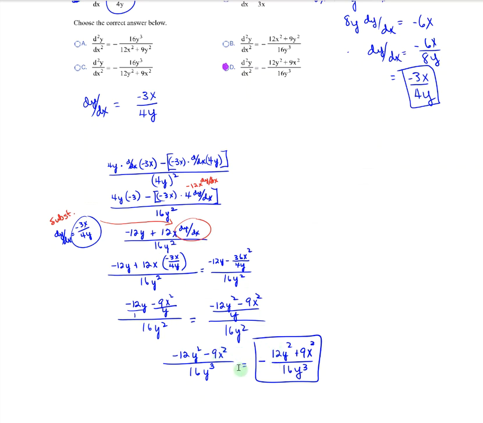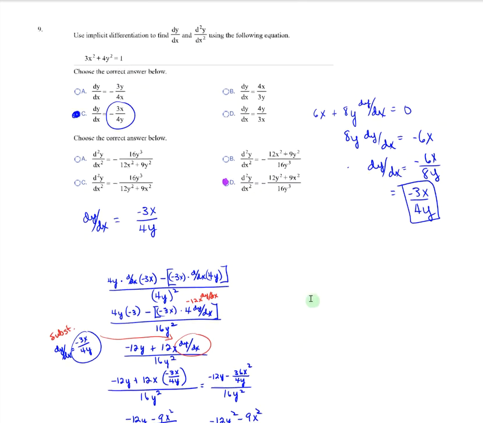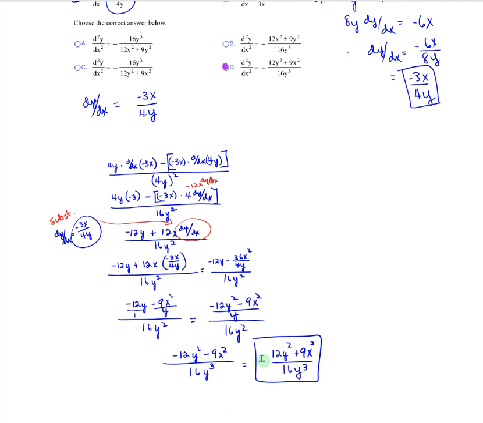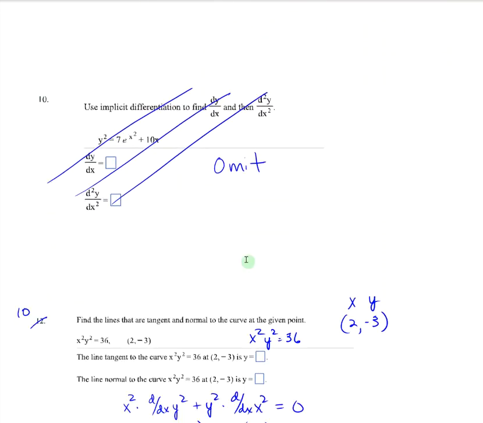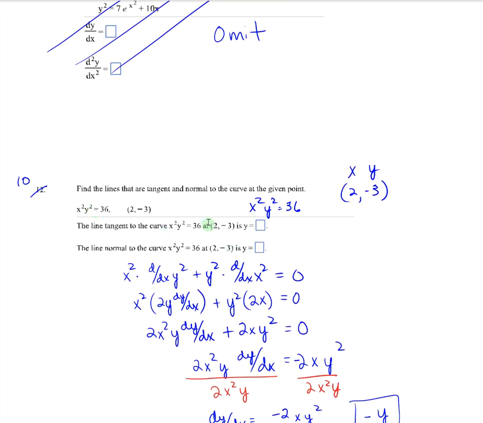you could have left it like this, but since you're choosing a multiple choice, you can see that they pulled this negative out of these two, put it out front, and there's that answer. So if you are in that position where you're just having to pick, you may have to rearrange your signs to match, but we definitely had the right answer. All right, last question. That one is omitted, and then this is your last one.